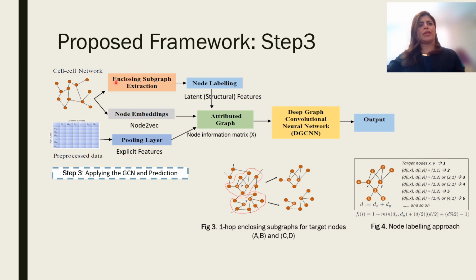And also we use the cell-cell graph to extract subgraphs and create a node embedding on the graph. And we also did some node labeling to extract some latent features, in a way that we can use a hashing function to assign integer values to the nodes in an extracted subgraph. The result of all of these steps is an attributed graph X, and it is the input for the graph convolutional neural network.